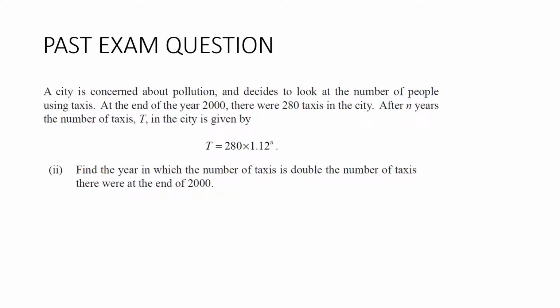Part 2, find the year in which the number of taxis is double the number of taxis there were at the end of 2000. Okay, so in this case we're going to put double the amount, which is 560, in here.